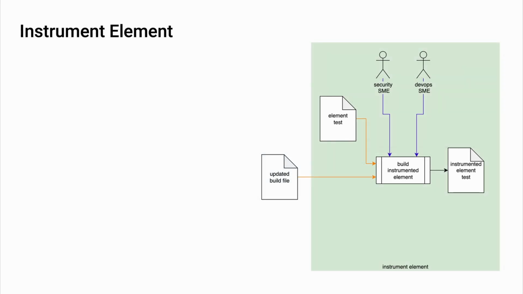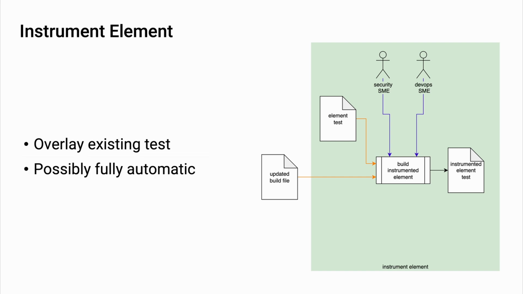The next step in the process is to instrument the element test. The Security SME and the DevOps SME take the element test and updated build file and construct an instrumented element test. It's important to emphasize that generally what we're doing is really overlaying an existing test with the instrumentation to allow the dynamic analysis tool to run against the element. In some cases, this step may be fully automated.